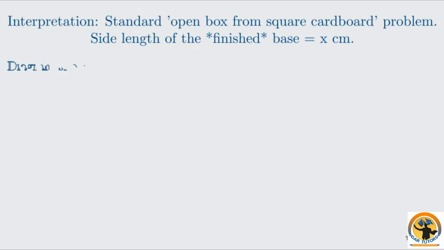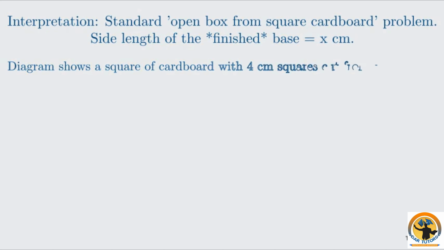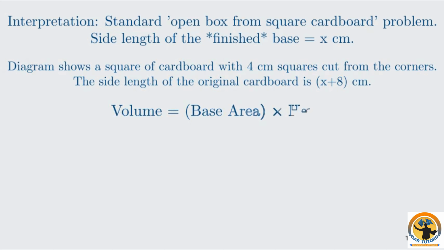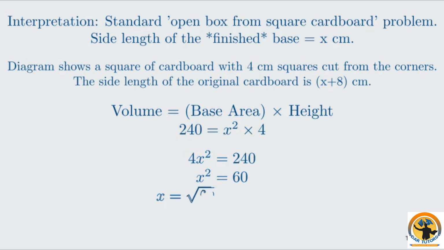The notes provide a diagram for a similar problem where 3 cm squares are cut from each corner and the height of the box is 3 cm. If we generalize this, with our height being 4 cm, the height of the box is 4 cm. The volume of the box is then its base area, which is x squared, times its height, which is 4, so 4x squared equals 240. Dividing by 4 gives x squared equals 60. Taking the square root gives x equals the square root of 60, which is approximately 7.75 centimeters.